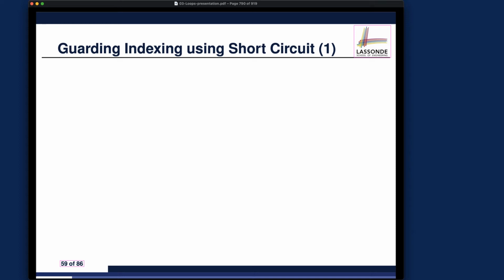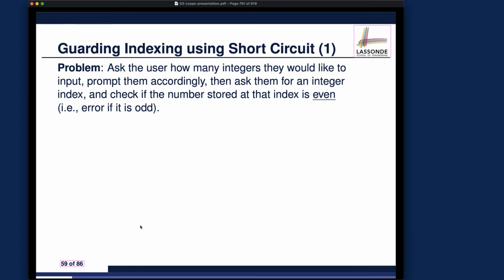That's the principal idea. But let's see one example to show you exactly how you can use it. Let's consider this problem. Let's read it together. We want to ask the user how many integers they would like to input. If they want to enter 3 integers, then we'll prompt them 3 times. Eventually, after they have entered all the numbers, we want to ask them for an integer index. Presumably that should be valid from the user, if they're well behaved.